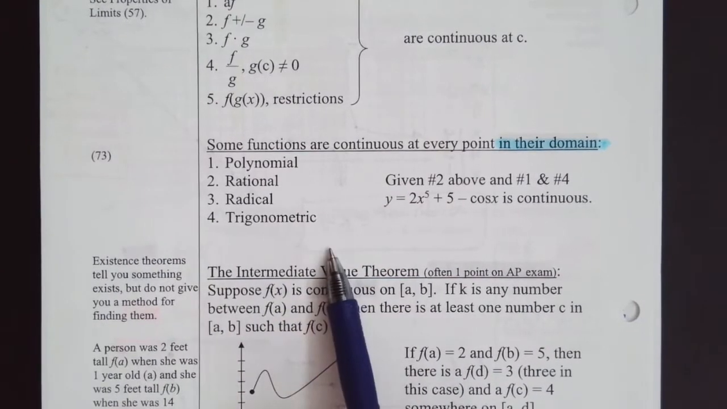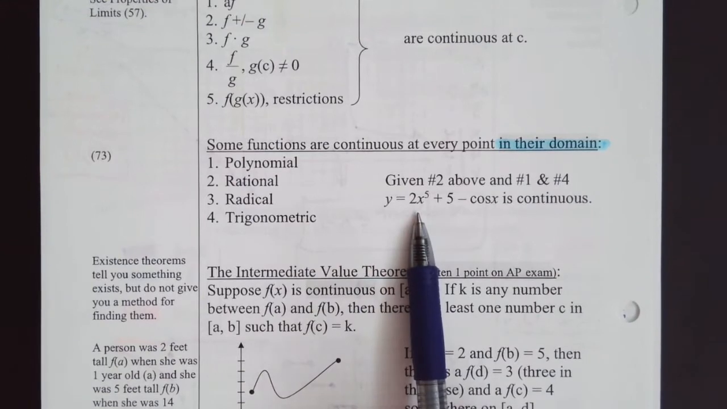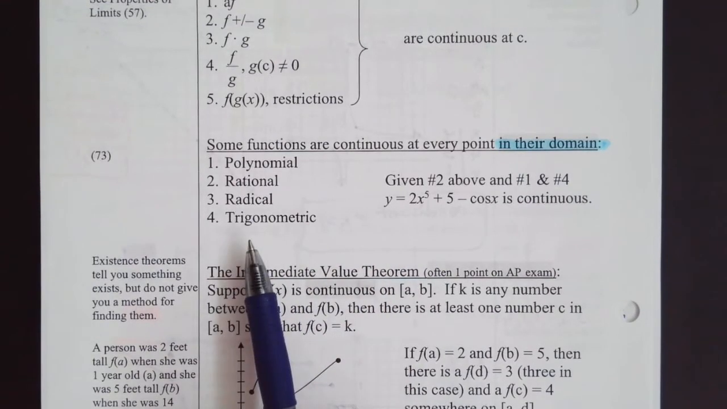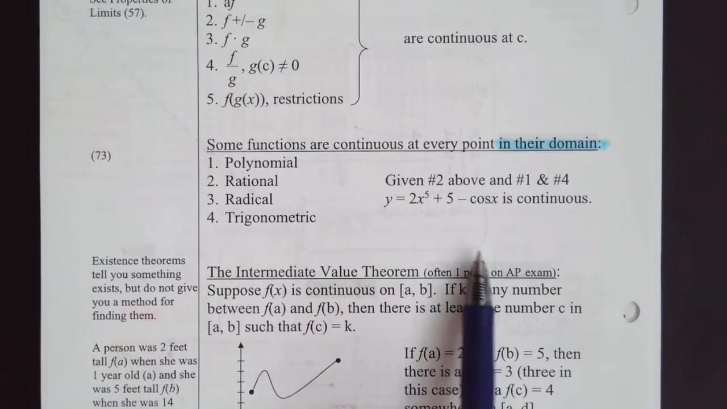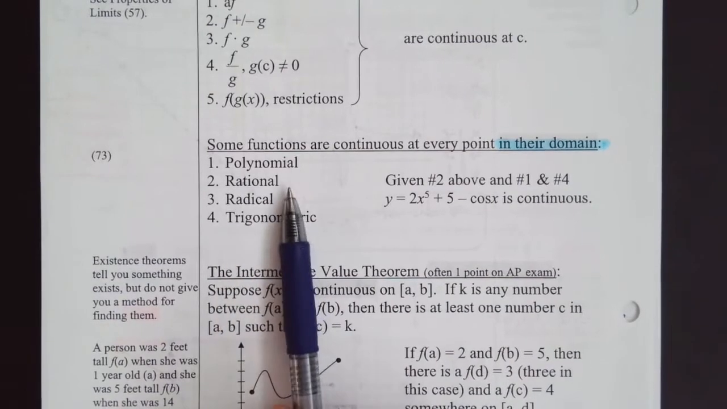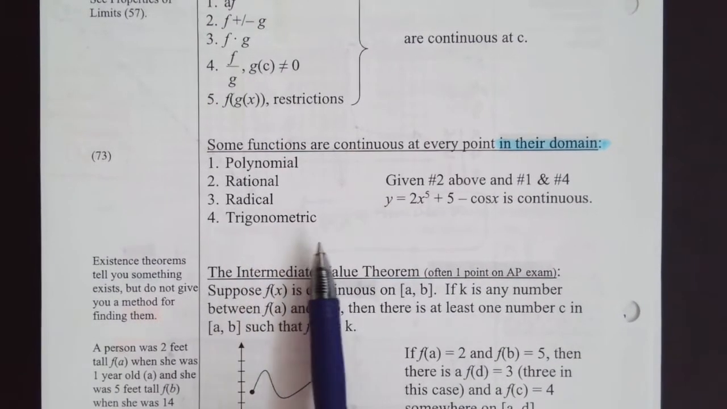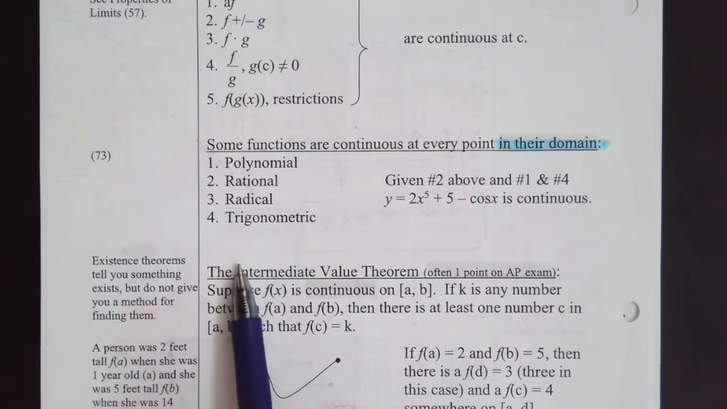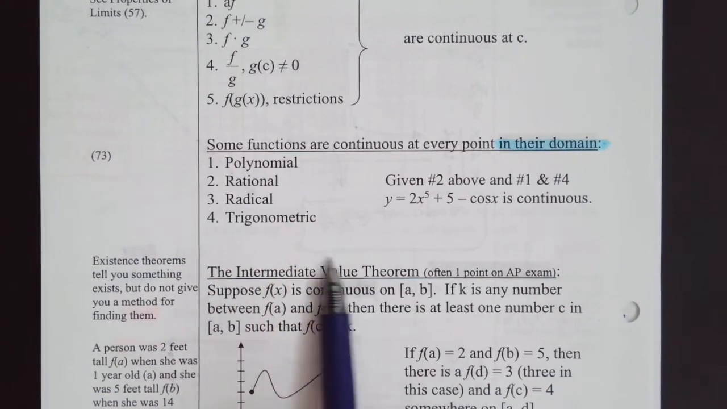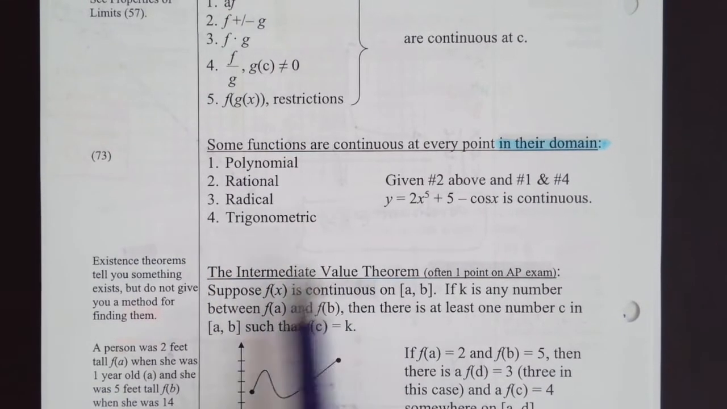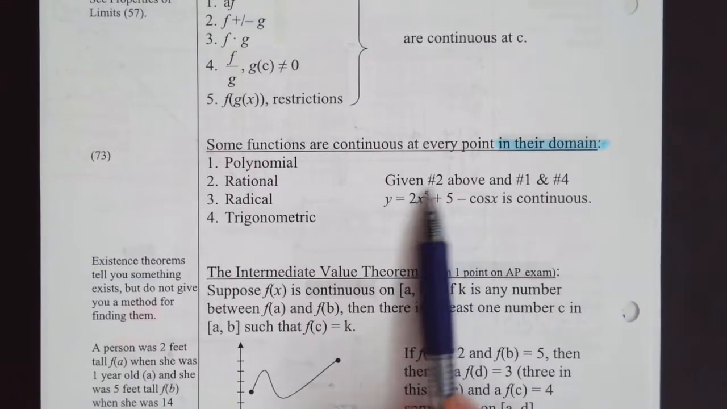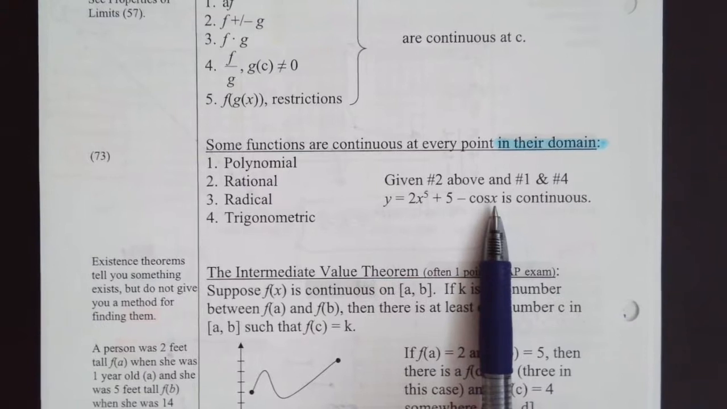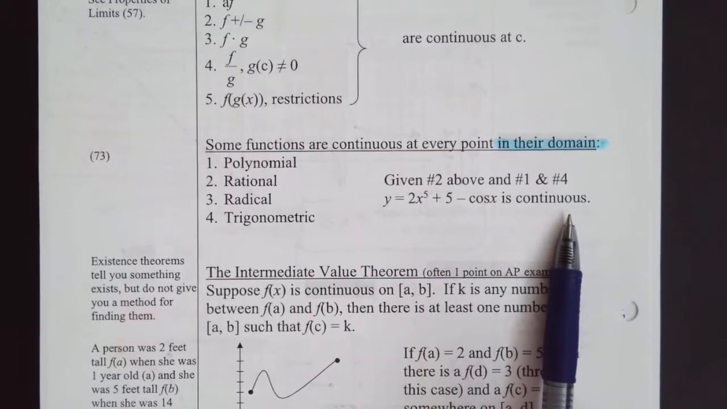A radical is continuous on its domain. Trigonometric functions are continuous on their domain. So sine and cosine definitely the whole way. All the other ones have asymptotes: tangent, cotangent, secant, and cosecant. But for the parts where the domain exists, they are continuous on their domain. Okay, so given number 2, if we took this polynomial and subtracted a trig function, that would be continuous.